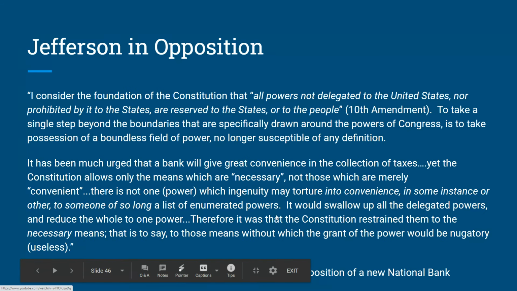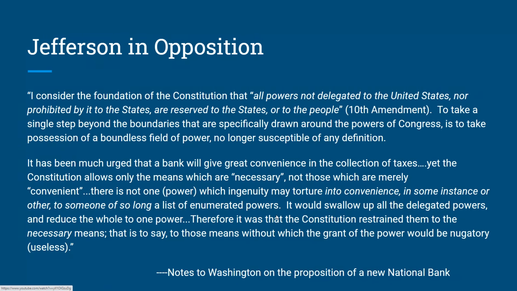Jefferson responded, he said, I consider the foundation of the Constitution to be that, quote, "all powers not delegated to the United States, nor prohibited by it to the states, are reserved to the states or to the people." So nowhere in the Constitution does it give the government the power to charter a bank. As it says here, all powers not delegated to the United States are reserved to the states. So that's the 10th Amendment. According to the 10th Amendment, Jefferson believes that only state governments can build banks.